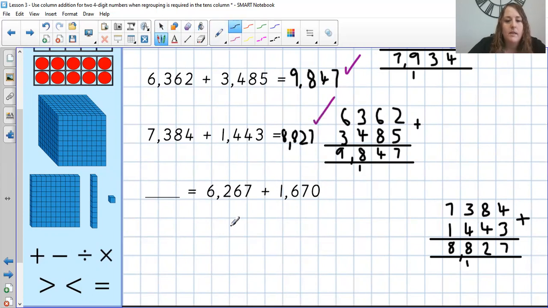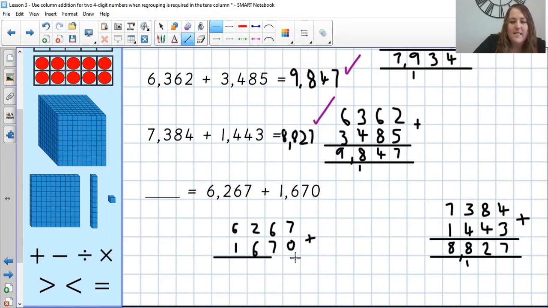Okay, finally, last one. Something is equal to 6,267 add 1,670. So again, it doesn't matter that it's the wrong way round or that it's asking for the equals first. It's exactly the same question.